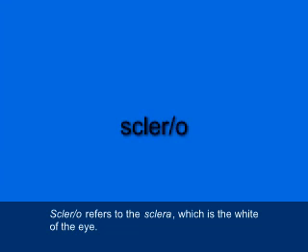Well, on the outside of the eyeball, we have that white area we all know about. We call it the white of the eye. And the word part that refers to the white of the eye is sclero, SCLER/O. Sclero refers to the sclera, which is the white of the eye.